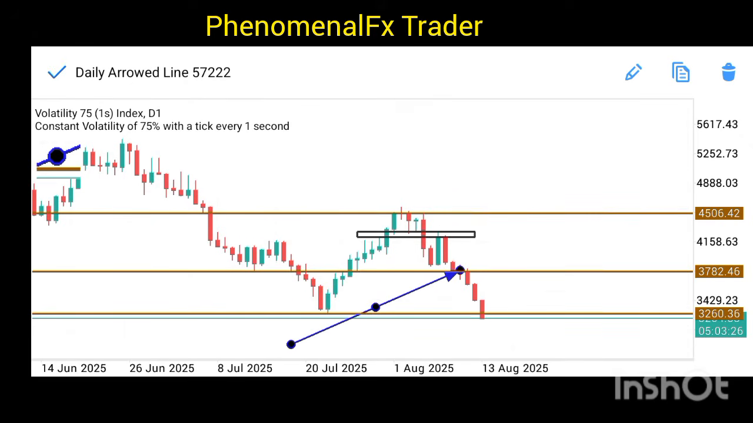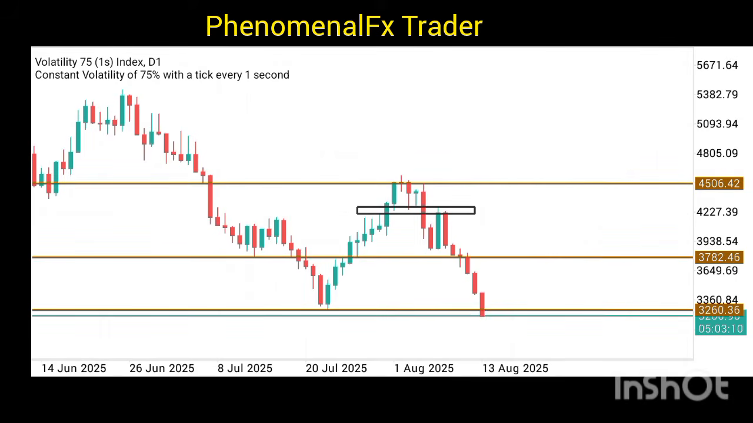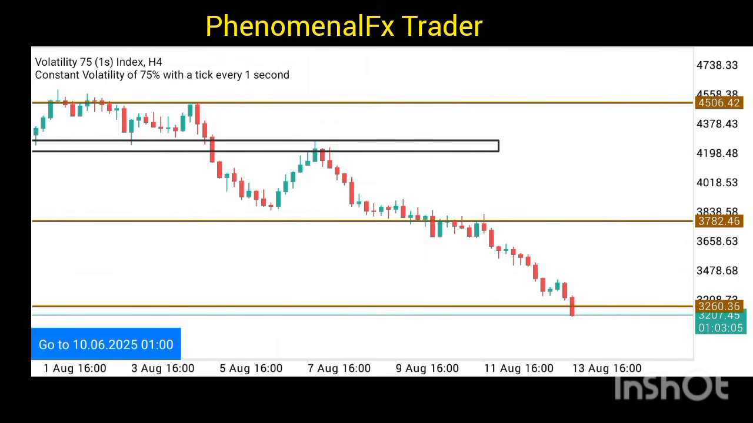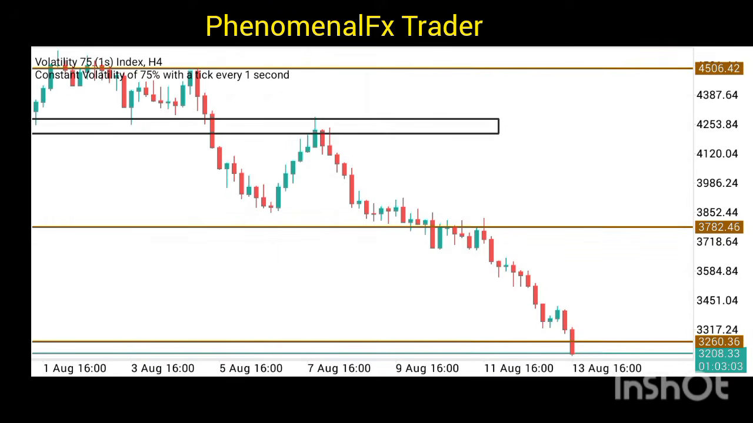You can go to as low as the 4 hourly time frame to spot some pullbacks or some consolidations that can help you re-enter the trade and get an entry. So let's quickly go to the 4 hourly time frame, guys. On the 4 hourly time frame, we can't really spot any reasonable pullbacks here, only mere consolidations.